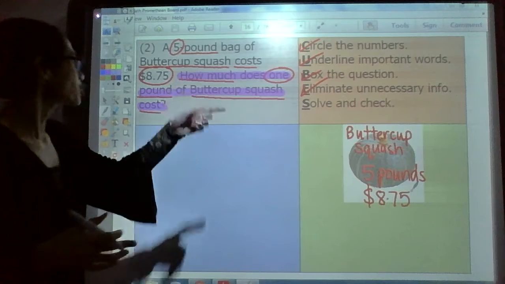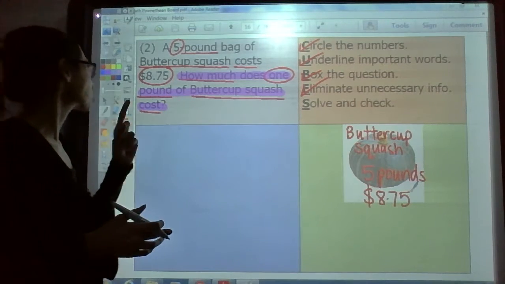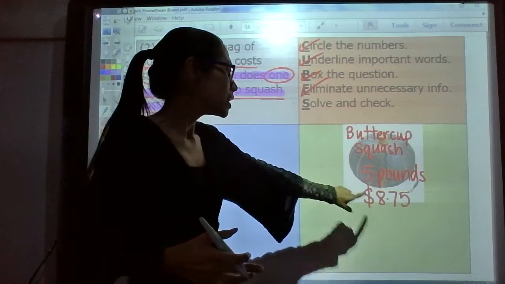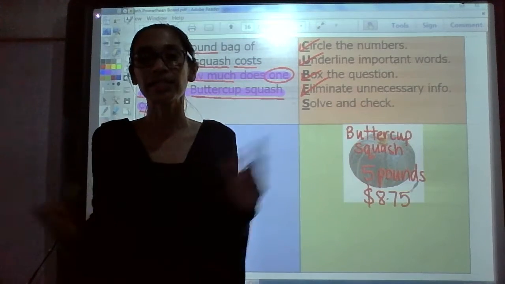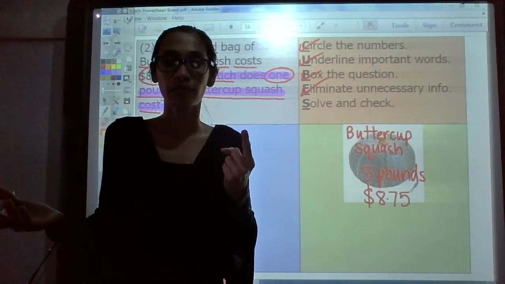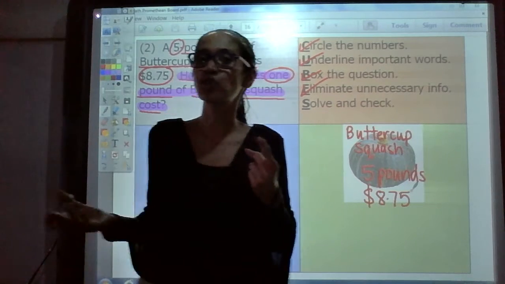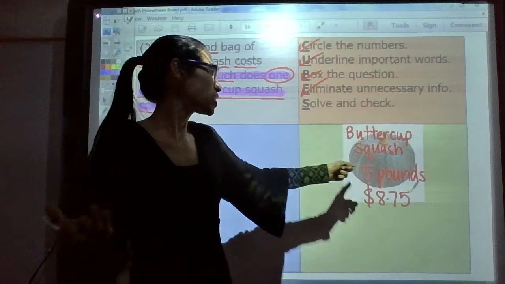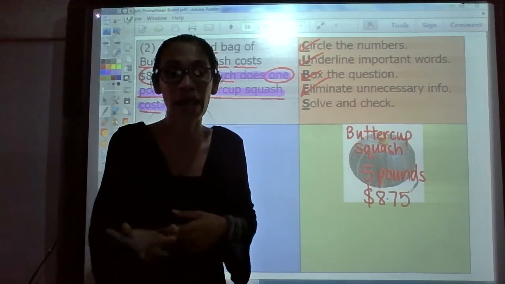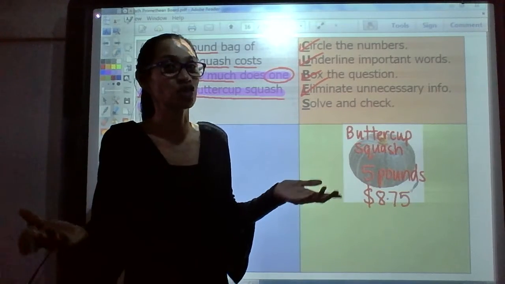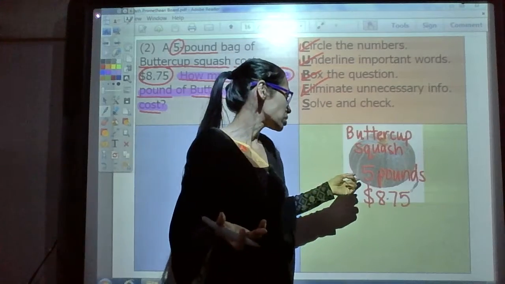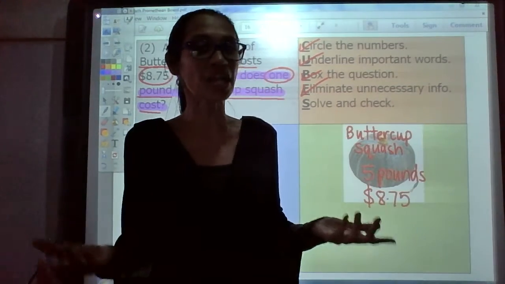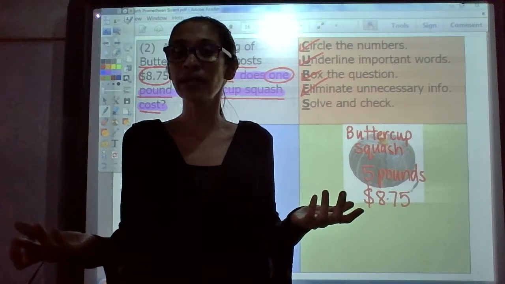Now, it says, how much does 1 pound of buttercup squash cost? So if 5 pounds of those is $8.75, how much is it for 1 pound? Think about what operation we need to do. Are we adding? No, we can't add. That's 5. We need to get to 1 pound. Okay, we can subtract 4 pounds, but then we don't know how much to subtract for the dollars, so that's not going to work. Can we multiply?